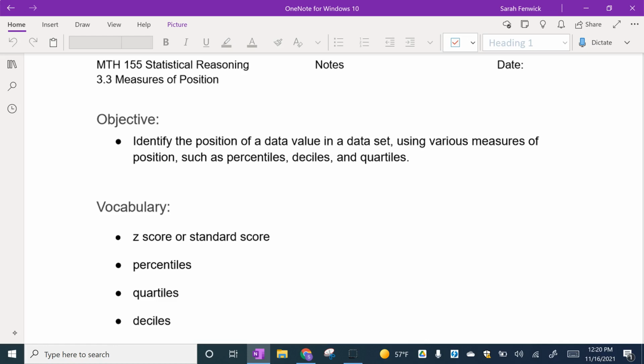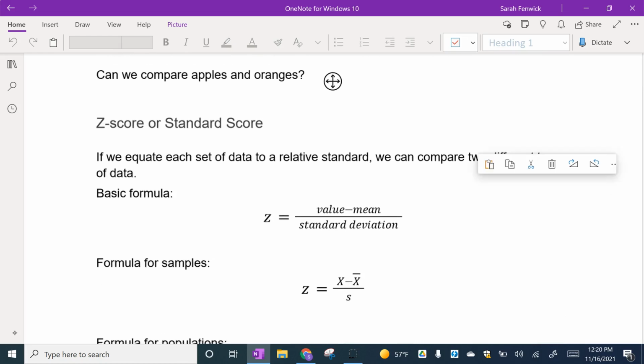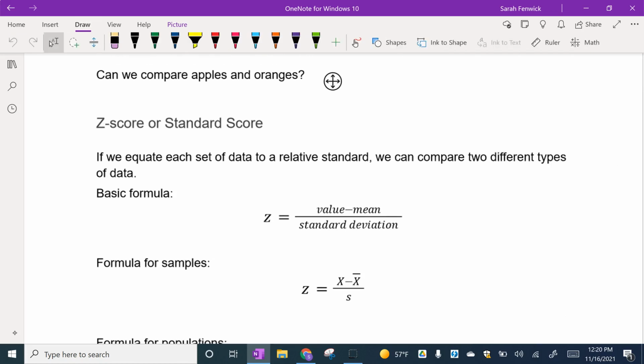We're going to start off, we already have our vocabulary taken care of. When you're talking apples versus oranges, can we compare apples and oranges? Well, the answer, truthfully, is that yes, we can compare apples and oranges. It just depends on how you set it up. So, we talk about using standardized data or standard scores, or z-scores is what we use. A lot of you learned about z-scores in Algebra 2, but we're just going to go over it real quick.